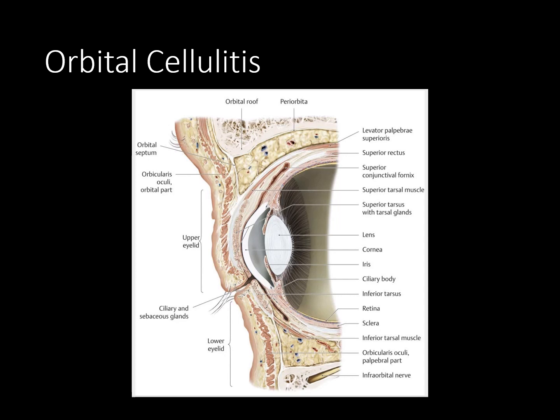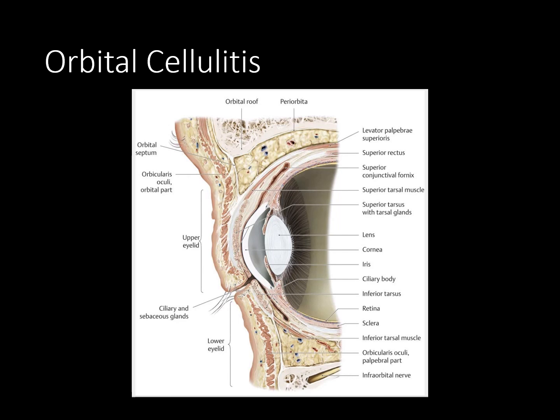So one of the main conditions that we're going to look at today, we're not going to look at all the conditions of the orbit, because you can basically fill an entire thick textbook with all the conditions that can affect the orbit, mostly because the orbit houses so many different types of structures: fatty tissue, veins, arteries, nerves, and as a result, there are an almost limitless amount of things that can happen to the orbit. But we're going to look at a few important things, and the rest we'll deal with when you do your clerkship with us at ophthalmology.